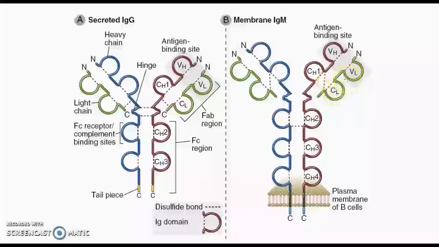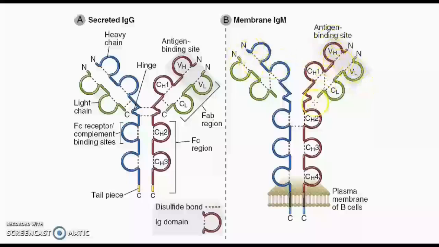Variable regions are so named because their amino acid sequences vary among antibodies made by different B cell clones. The V region of one heavy chain and the adjoining V region of one light chain form an antigen binding site. Here is the antigen binding site. Because the core structural unit of each antibody molecule contains two heavy chains and two light chains, every antibody molecule has at least two antigen binding sites. Here is one antigen binding site, and here is another.